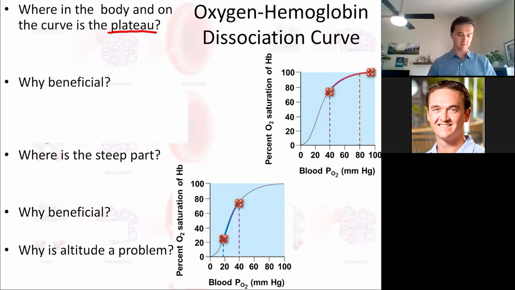And then number two, where is the steep part of that curve? Where is it going straight up and down? Plateau would be, where is it flat? Steep part is, where is it going straight up and down? Okay, and why would that be beneficial? And then lastly, why would altitude be a problem?